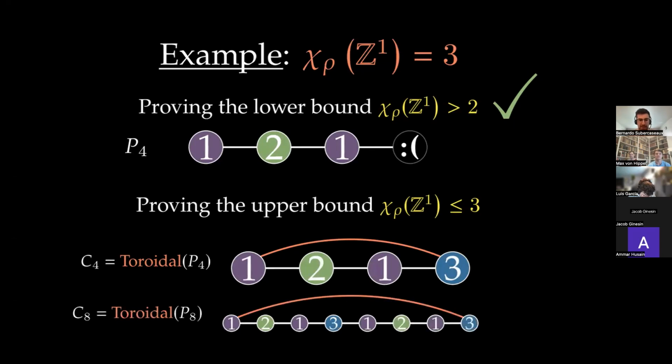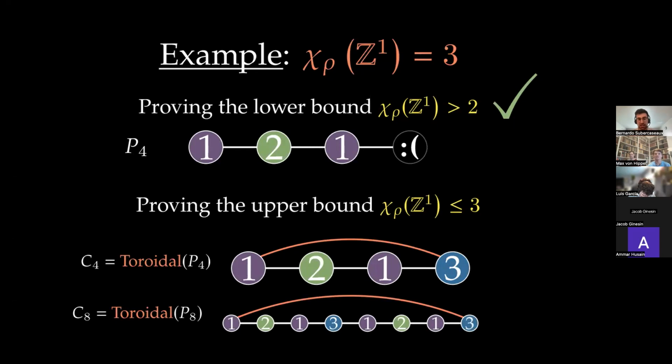Why does it imply it? Well, because we know from the coloring on C4 that it's legal to have the first 4 vertices be 1, 2, 1, 3. And now I know that it's legal to put the vertex on the right of 3 be a 1, because of the toroidal edge on C4.